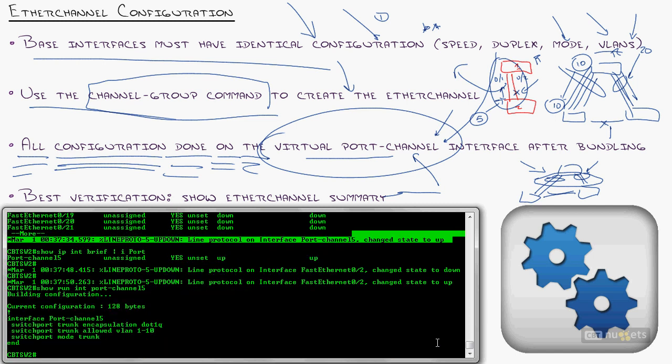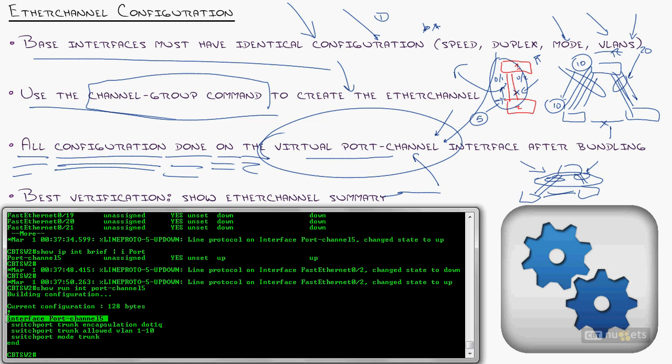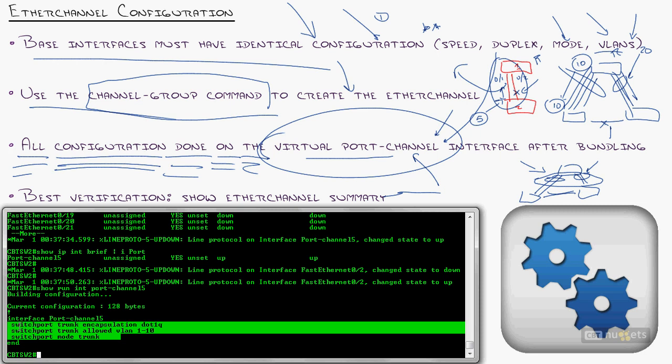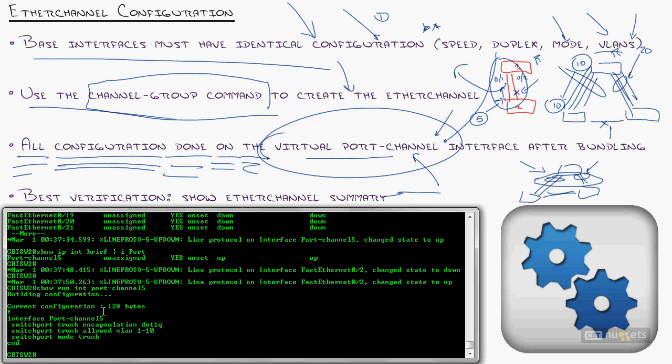Look at that. So this mystical make-believe interface has inherited most of the configuration that's on the physical interfaces. Now, what's missing? Speed and duplex. Now, that's a physical interface command. This is a logical interface, so it's not inheriting speed and duplex, but it is inheriting all the logical configuration. So now, moving forward, all your configuration should be done from here.